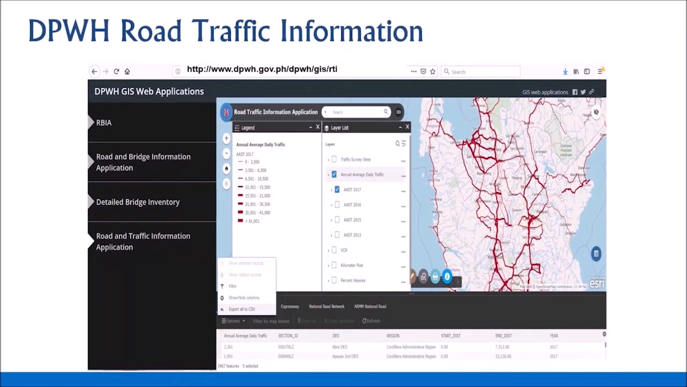So this is just an example of the DPWH road traffic information, one of the GIS web applications being used by DPWH. And in this figure, you have here the annual average daily traffic in 2017. But of course, you can check or select other data as well.